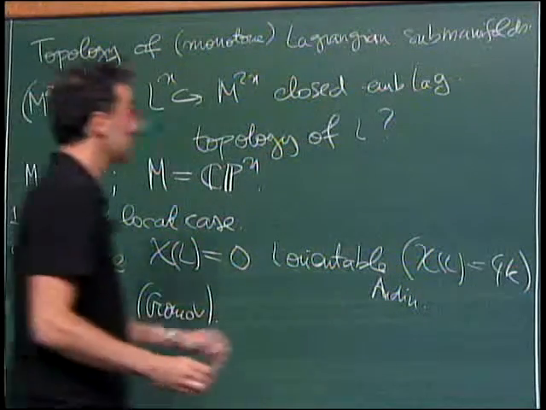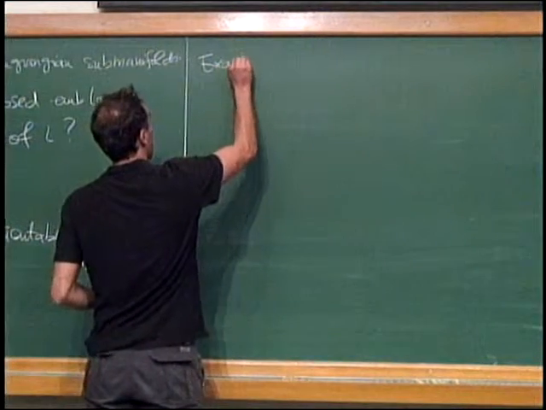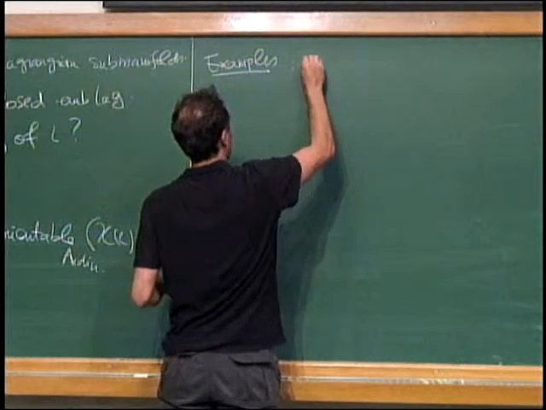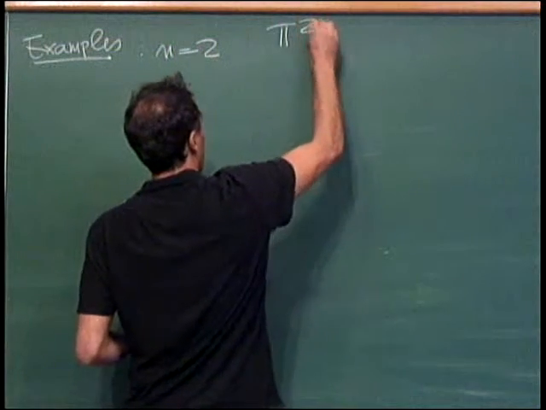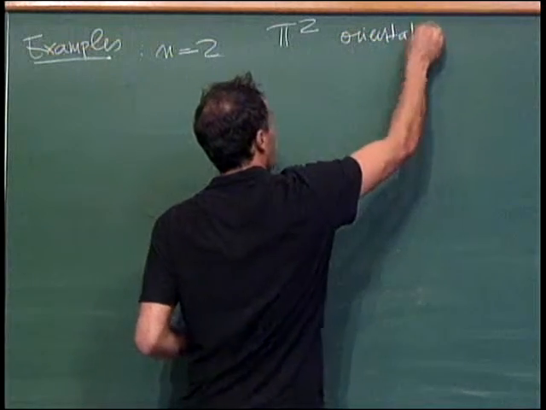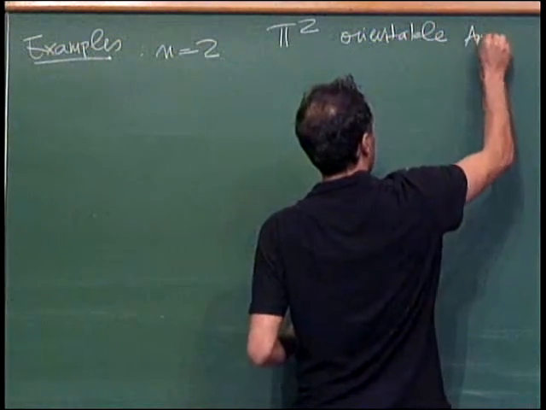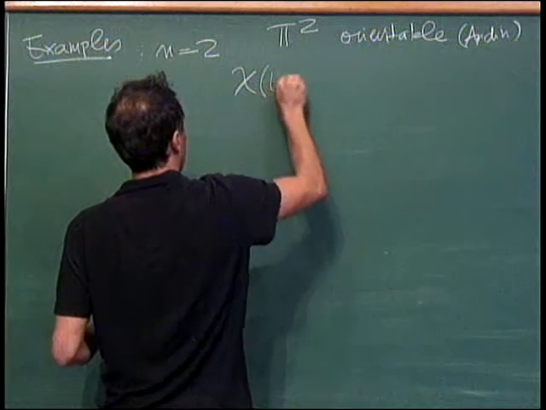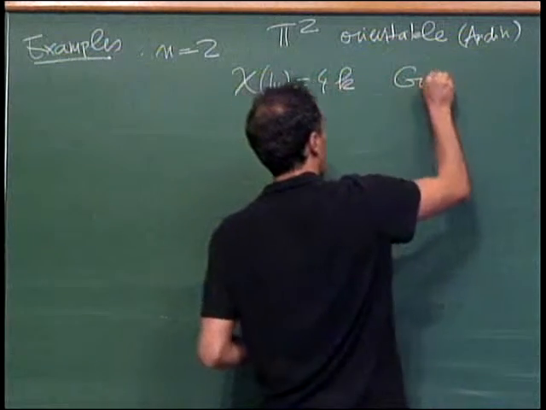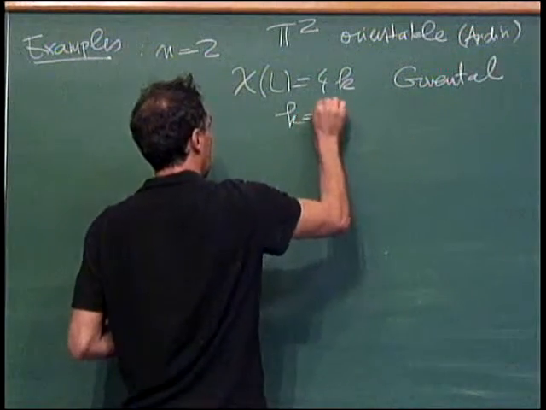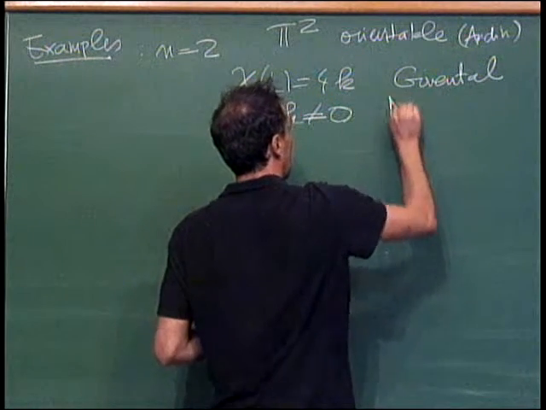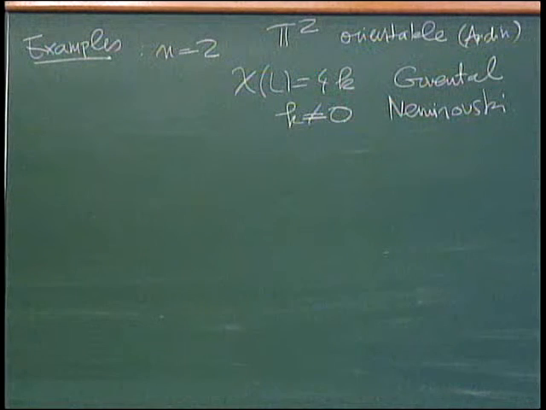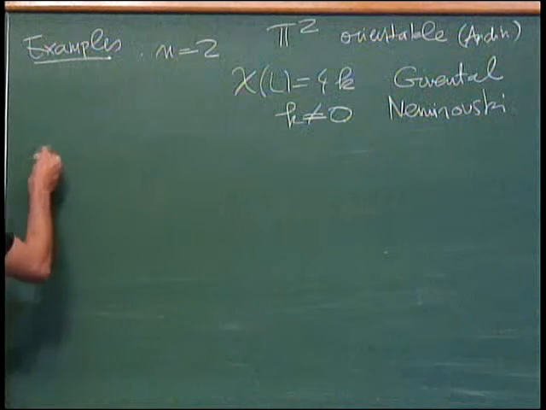Now, the examples we know. First of all, if n equal to 1, it's obvious. If n equal to 2, the only example in the orientable case is the torus. In the non-orientable case, the Euler characteristic has to be 4k, and this is the construction of given time. Except that for k equal to 0, there is the result of Nemirovsky showing that the Klein bottle has no Lagrangian embedding.